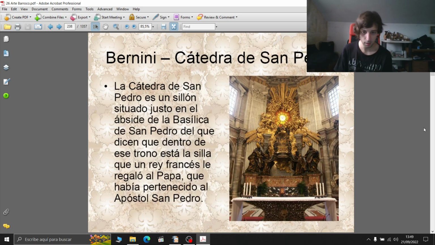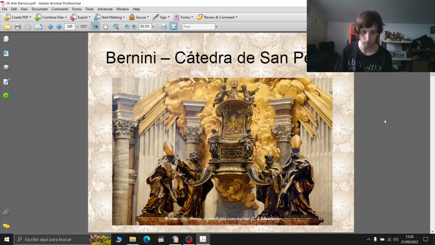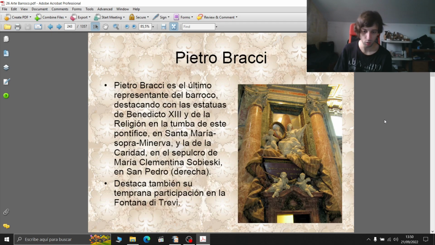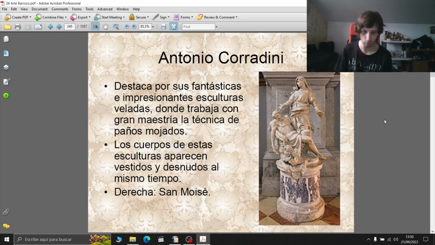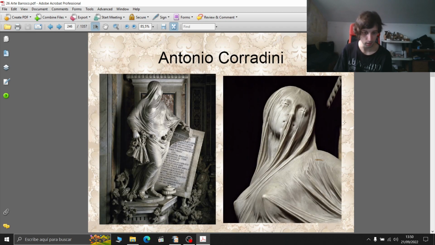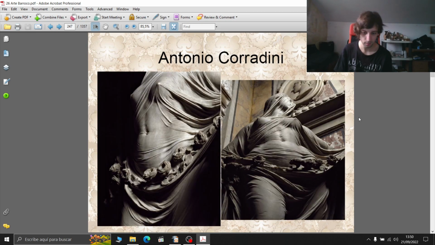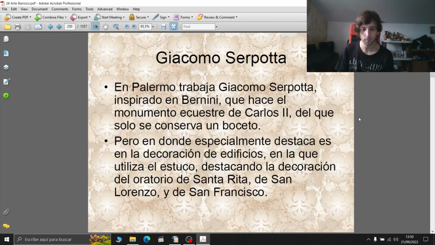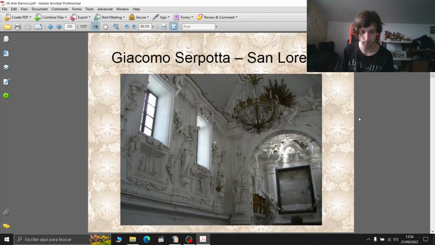French portraits, the Throne of St. Peter. Camillo Rusconi, Pietro Bracci, Antonio Corradini is the most wonderful with these effects in the clothes. Giacomo Serpotta.